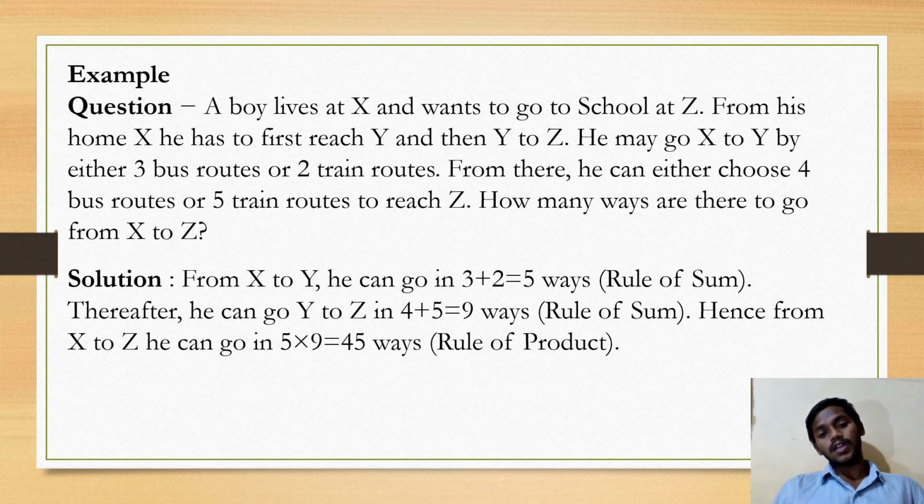From X to Y, he can go in 3 plus 2 ways, that is 5 ways, by applying the rule of sum. Thereafter, he can go from Y to Z in 4 plus 5 ways, that is 9 ways, by applying the rule of sum. Hence, from X to Z, he can go in 9 into 5 ways, that is 45 ways, by applying the product rule.